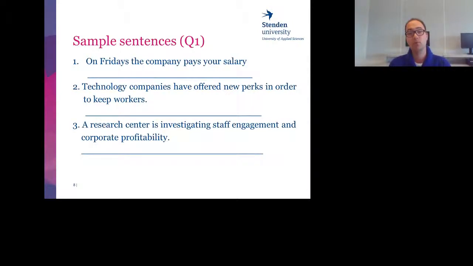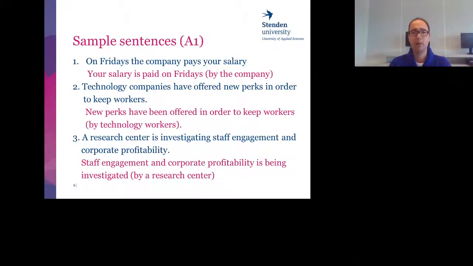The third sentence, a research center is investigating profitability. What is our new subject? Look at the verb tense of active. Is investigating, present continuous. Present continuous in active is present continuous in passive. So with this in mind, you can stop the presentation here just to do this exercise and get back to it. I'd now like to move to the answers.